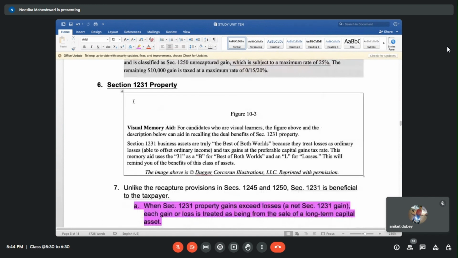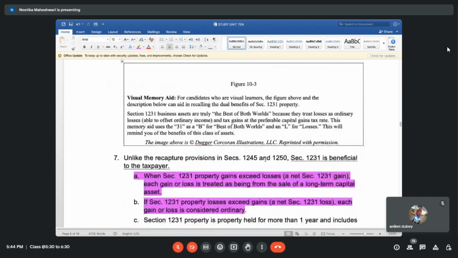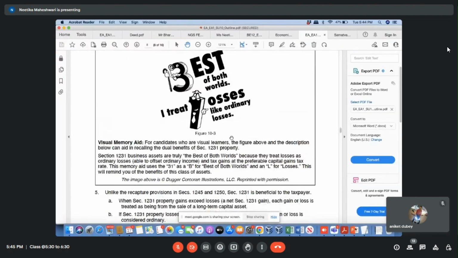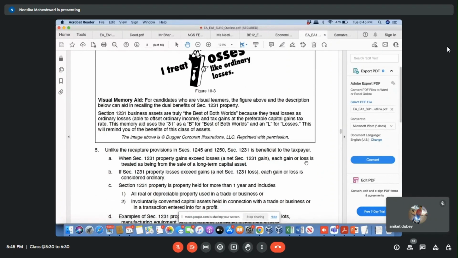And then we started with section 1231, which, if you guys remember, what does it say? Best of both. So basically, the losses can be treated like ordinary losses, gains can be treated like capital gains. So that's best of both the worlds, right? So let's get started on that now.